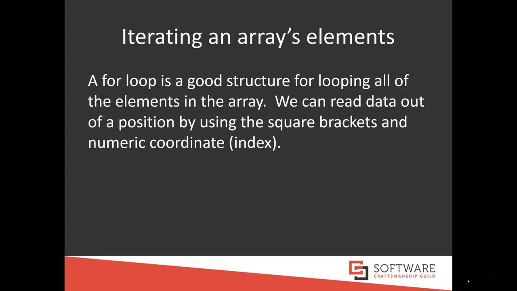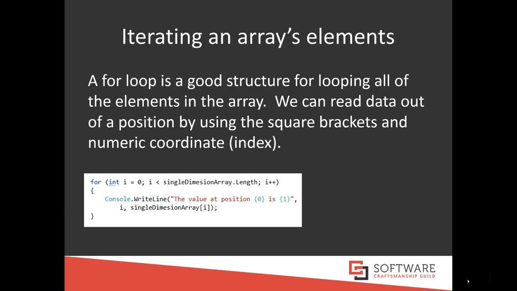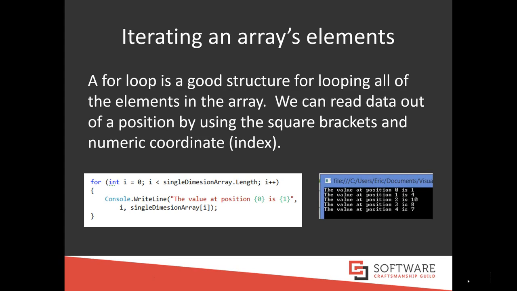So let's take a look at how we would loop through a single dimensional array. For, we're going to start with i at 0, i less than the length property of the array, add 1 to i each time. And we're just going to print out the value at position, and we're going to give i, which is going to be the index, is, and then we're going to read out the value of the index. So you use the variable name of the array with square brackets. The number or variable that you pass in there is going to grab the value from that position. When this code gets run, it's going to print out those values that we put in the previous slide.